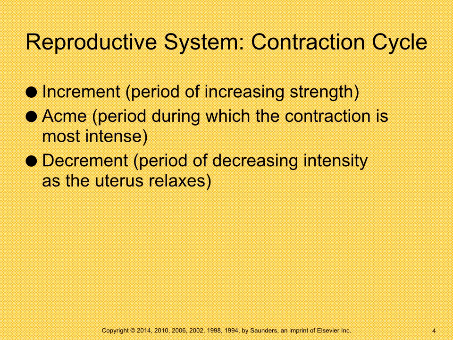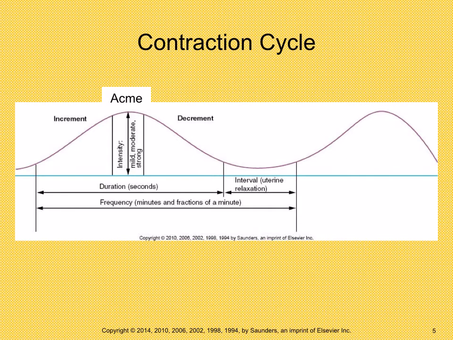Reproductive system continued with the contraction cycle. It is incremental, so there is going to be a period of increasing strength. So, hence, contractions starting out at that mild point, maybe a little further apart from each other, perhaps every 10 to 20 minutes. And then as labor progresses, they're going to get not only stronger, but closer in interval as well. The period during which the contraction is the most intense is the acme, or the nadir, the top of the contraction. As that period wears away, the uterus itself starts to relax, and you have periods of decreasing intensity, so the relaxation.